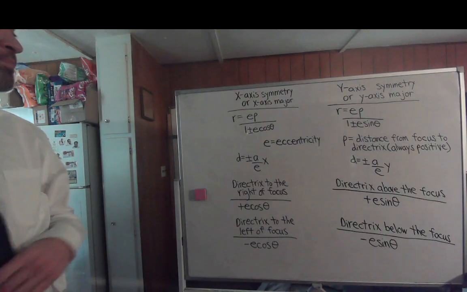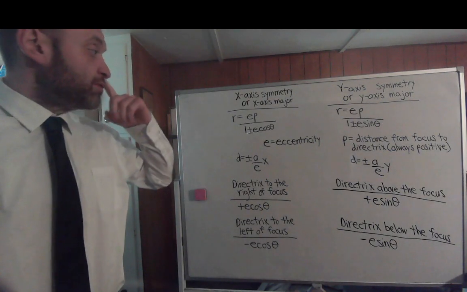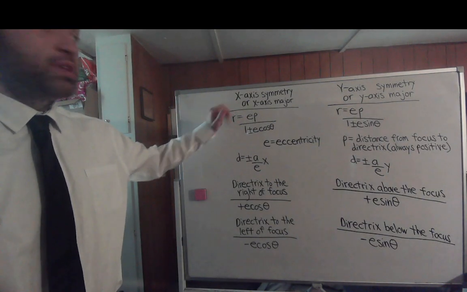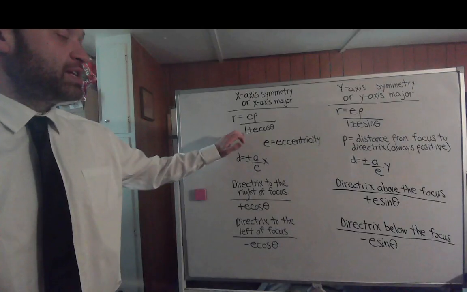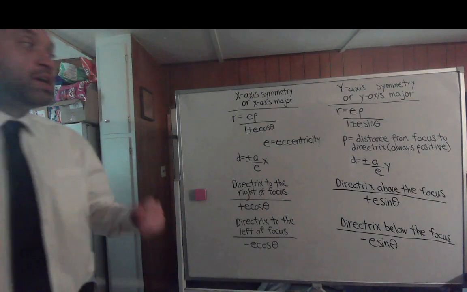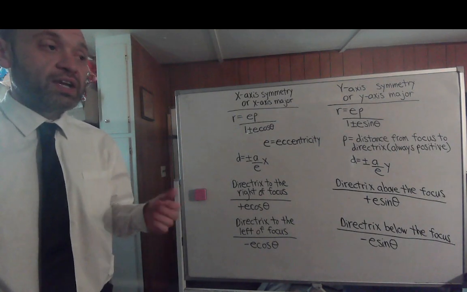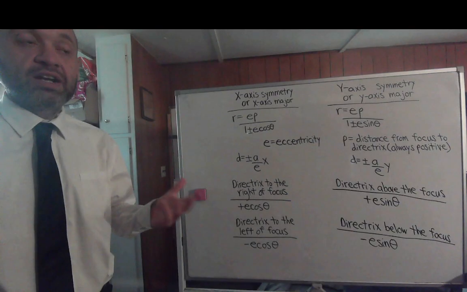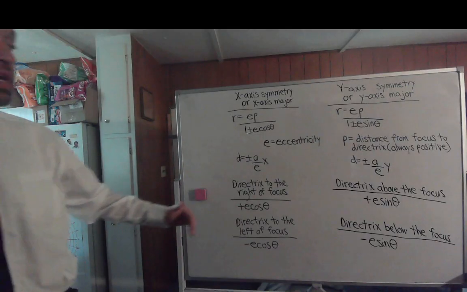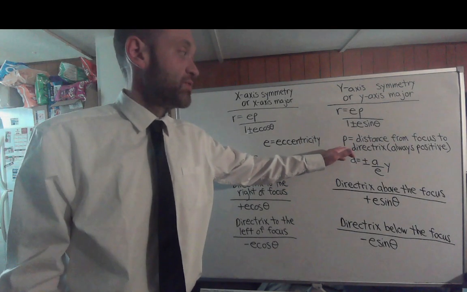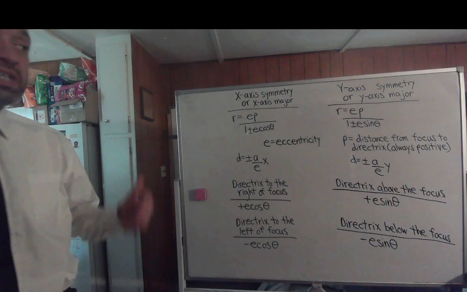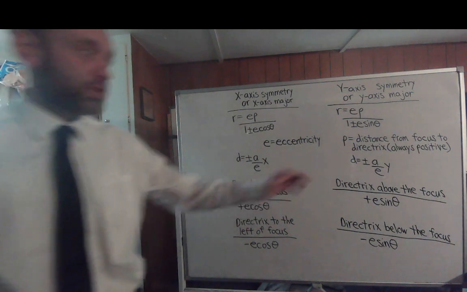You have this form if it has x-axis symmetry, or if it's an ellipse where the x-axis would be the major axis. It's going to be divided by 1 plus or minus e cosine of theta. You could think of r cosine of theta being x. So that's where that cosine comes in for x. And p is the distance from the focus to the directrix. It's always going to be positive. So you take the distance from the focus to the directrix, and you'll get p.